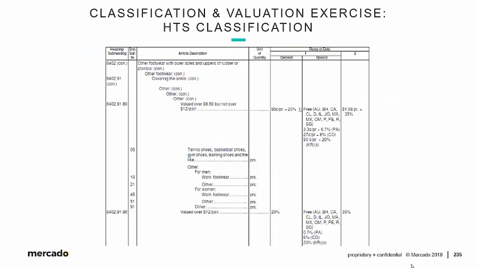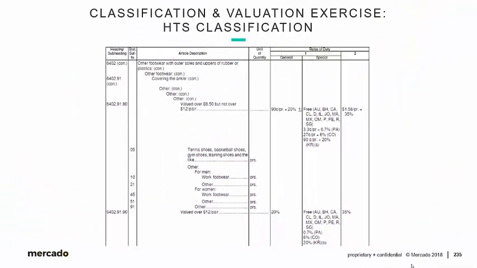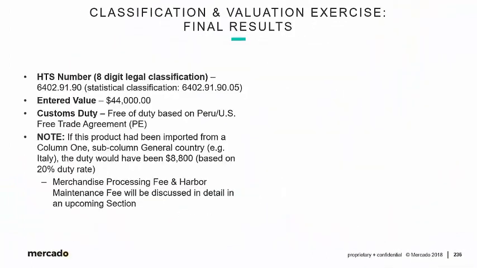And then in the next slide, we went straight to the HTS US page, and it's the same visual, just presented in a PDF format. We will zoom in and circle it down the bottom of the page. 6402.9190 is our legal classification, valued over $12 a pair, free of duty. Let's summarize our final results. We got our HTS number at the 8-digit legal classification of 6402.9190. If we had continued down the page, we would have got to our 10-digit legal classification with an extension of 05.